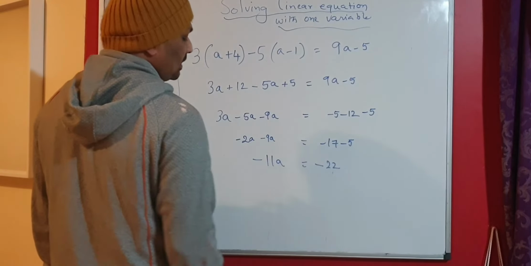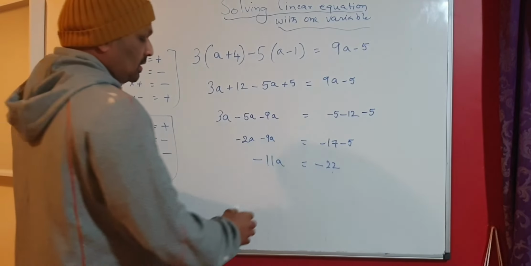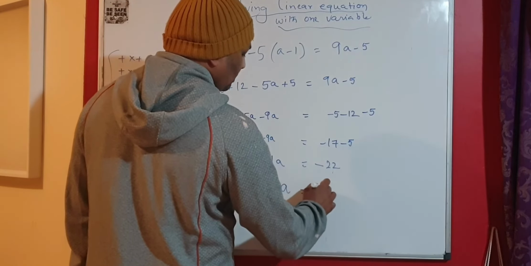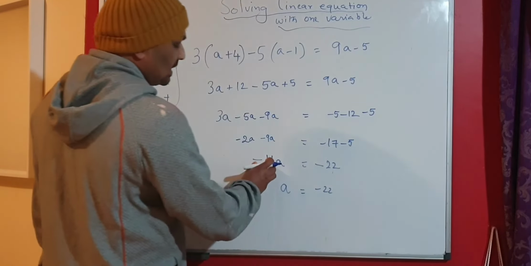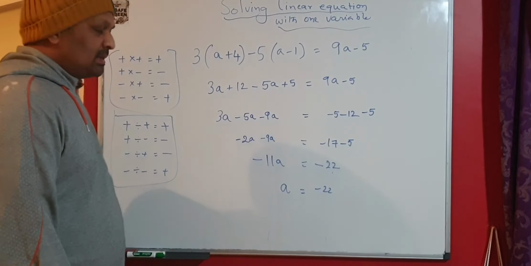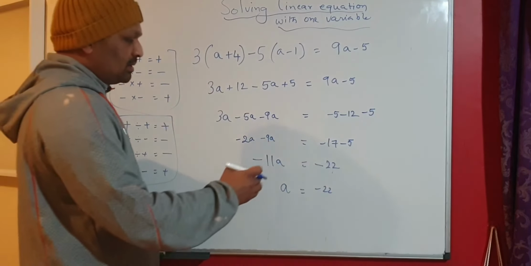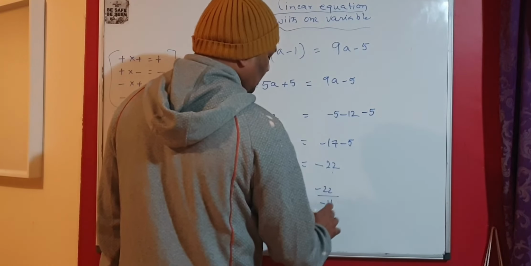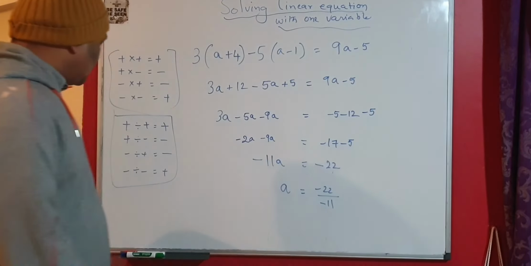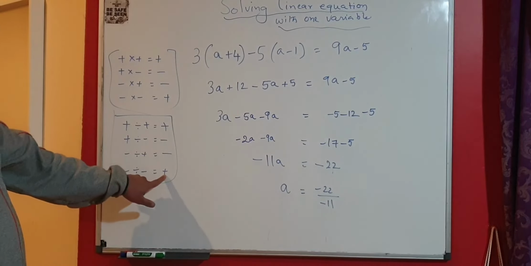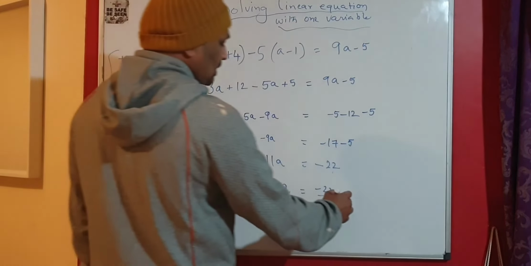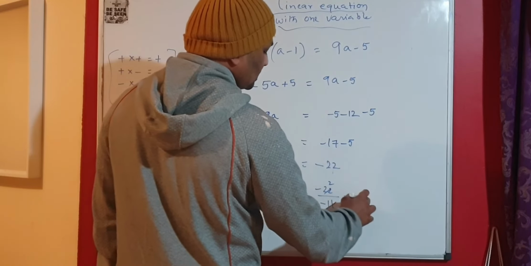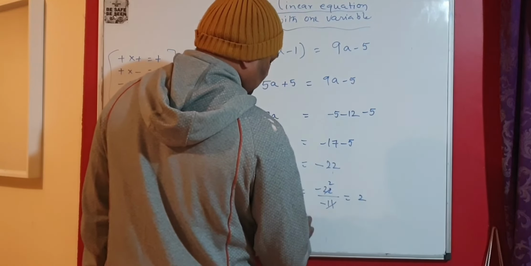Minus 22. Okay. Now the value of a: a is equal to minus 22 divided by minus 11. Here minus 11 is multiplying a. If you take it to the other side, it becomes a division. Divided by minus 11. Minus divided by minus is plus. So we can consider this is the positive value, and it goes in 2 times. So a is 2.